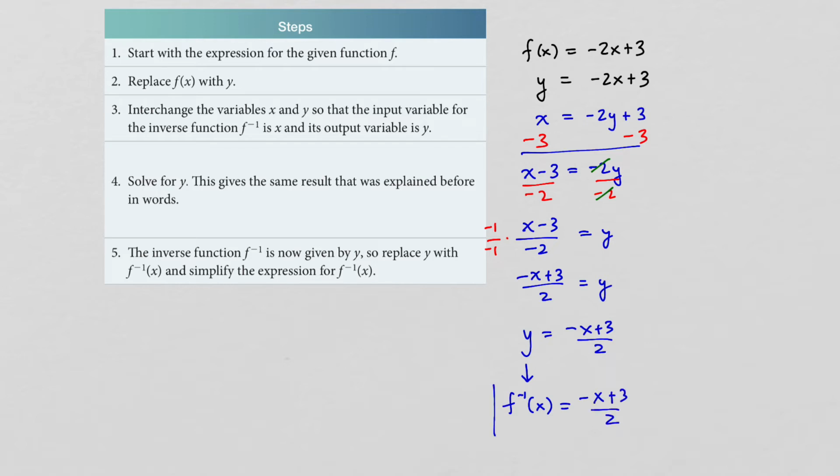And so what we have in the end here is that the inverse function of f of x is the function negative x plus 3 divided by 2. And again, the way we usually say this is f inverse of x.